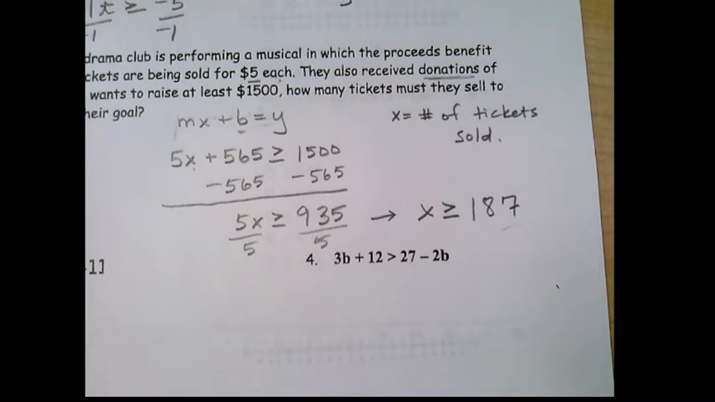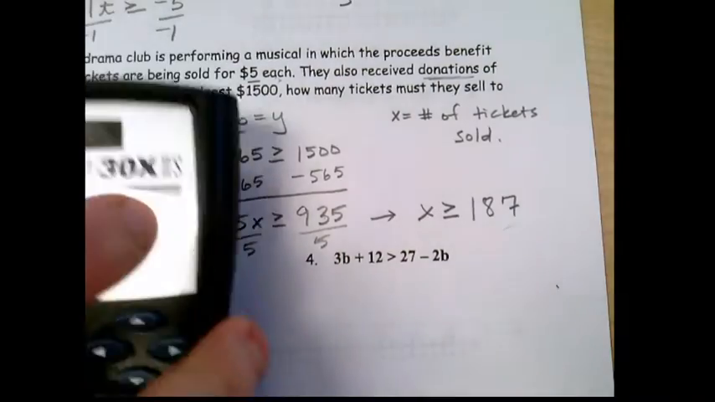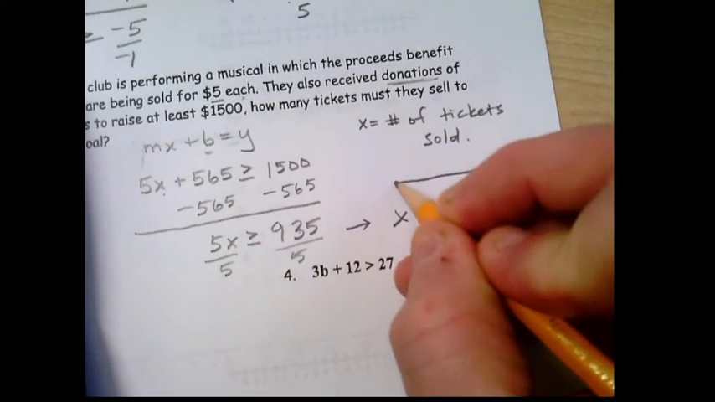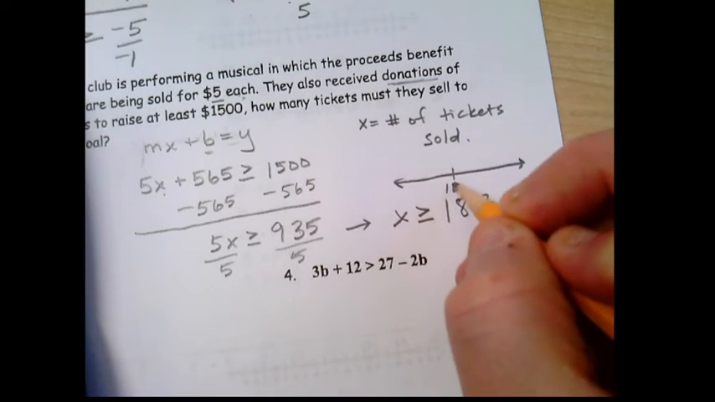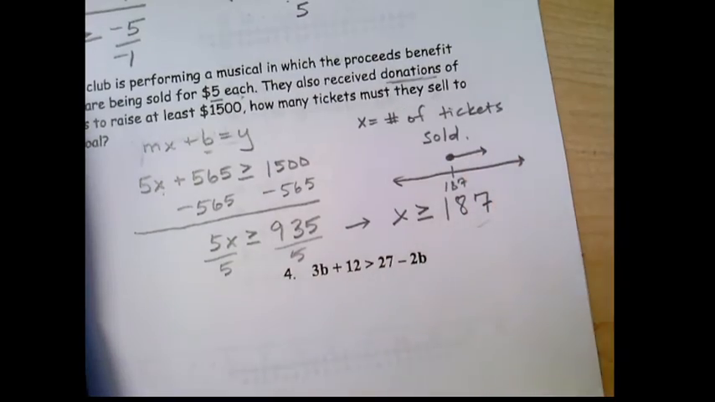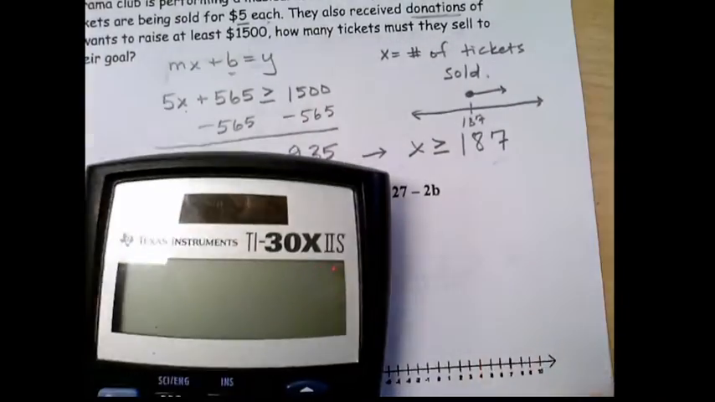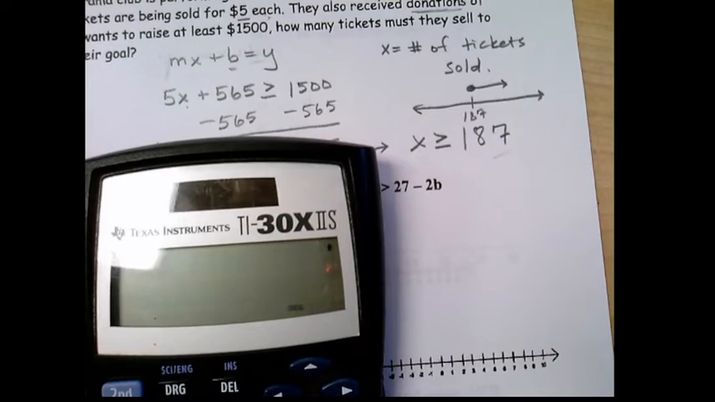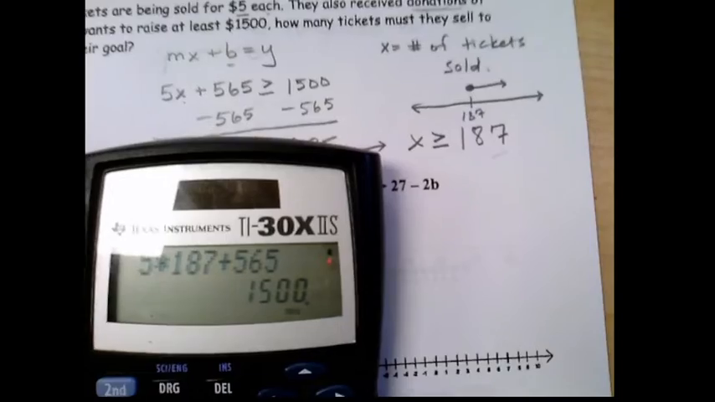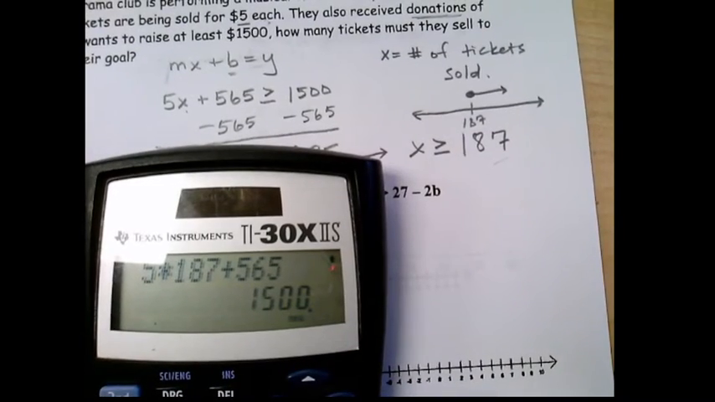Okay. Now again, I'd like to go back and double check my answer there. So if I graph that out, we're looking at 187. Anything greater than or equal to that. So let's plug in 187 into our initial equation. 5 times 187 plus 565, $1,500. There you go. Okay, if I pick 188, it's just going to go up from there.